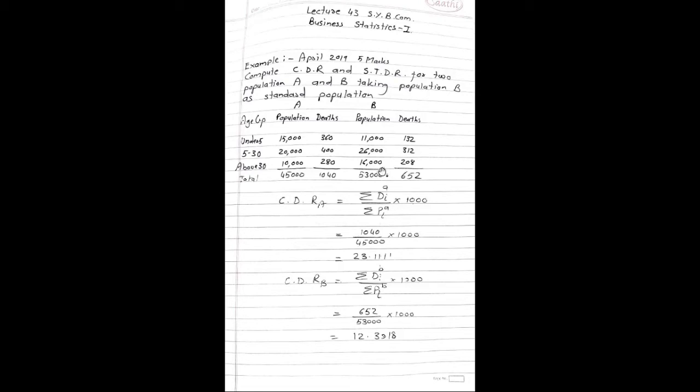Then we will calculate crude death rate for population B is equal to DIB upon PIB into 1000. So total population for population B is 53,000 and total deaths are 652. So 652 upon 53,000 into 1000. So answer is 12.3018.